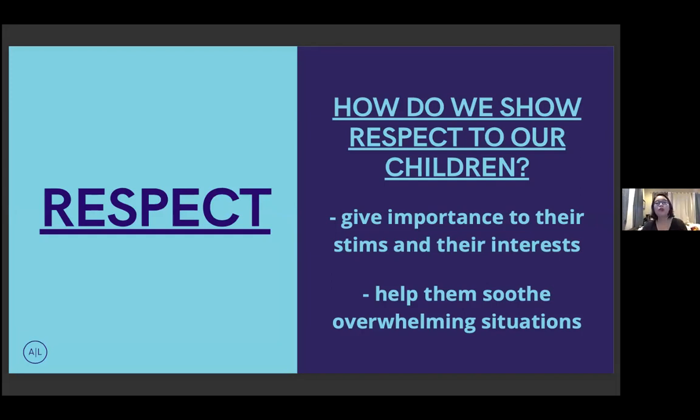Number two, help them soothe overwhelming situations. Okay, as I've told you, stims are actually signals or communication that your child is already overwhelmed. So what you could do to help them is maybe ask, is it the fan? Or maybe, is it because the windows are open? Or maybe I could offer you earphones so that your sense of hearing could be blocked at the moment. I can offer you cotton inside your ear so that you wouldn't hear that much of the noise.